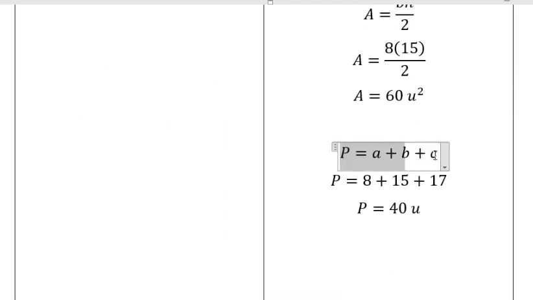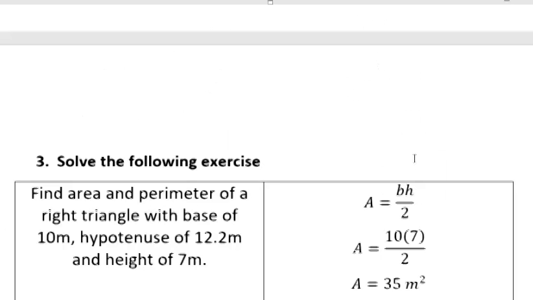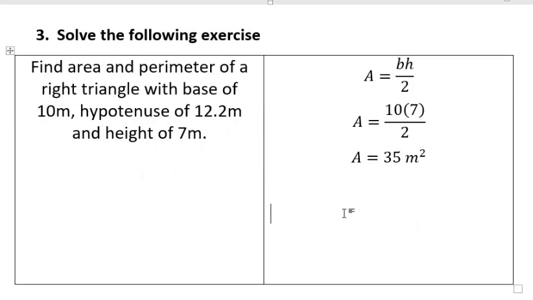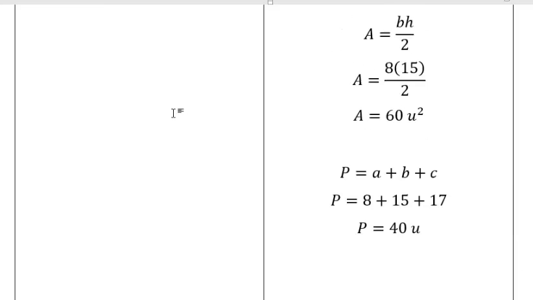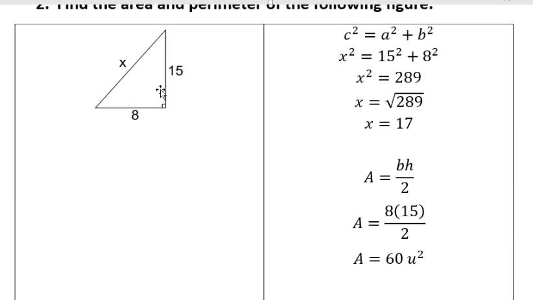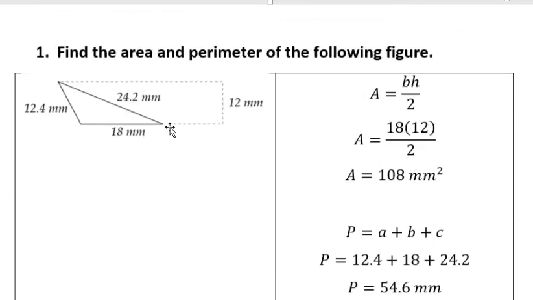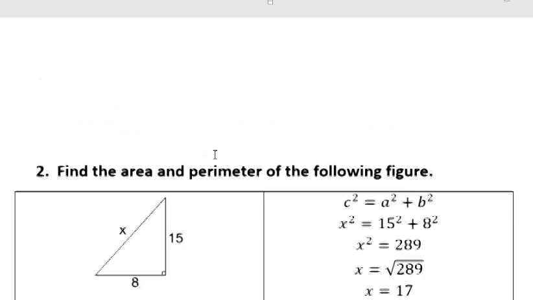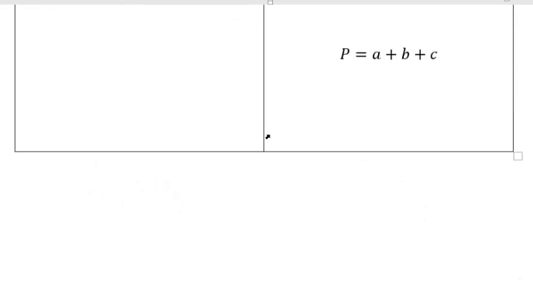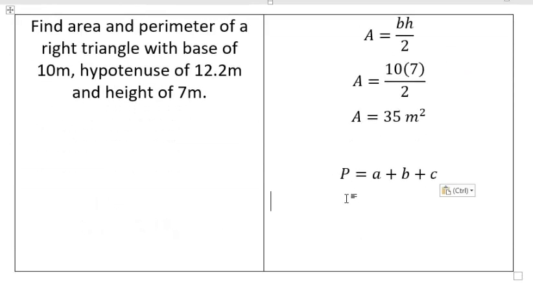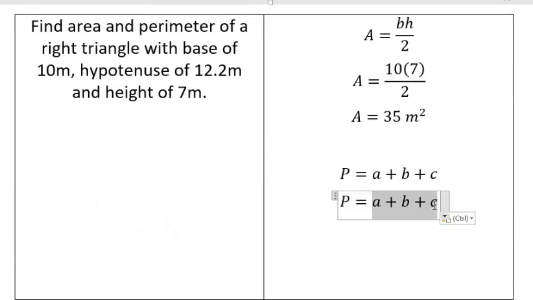Now the perimeter of a triangle is adding the three sides, A plus B plus C. In a right triangle, the height is also a side in this case. There are other triangles where the height is not a side, but in a right triangle, yes, it is. It is one of the three sides we're working with. So we just need to add the three sides, which are 10 plus 12.2 plus 7.